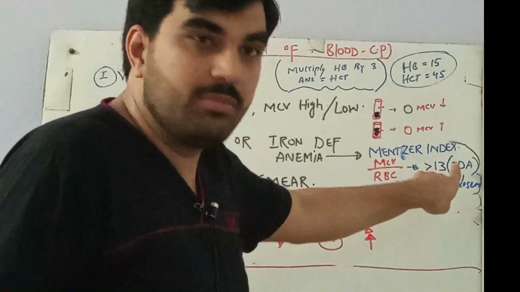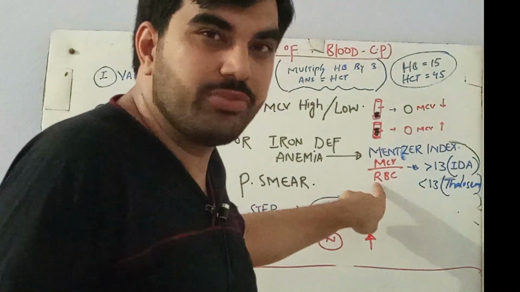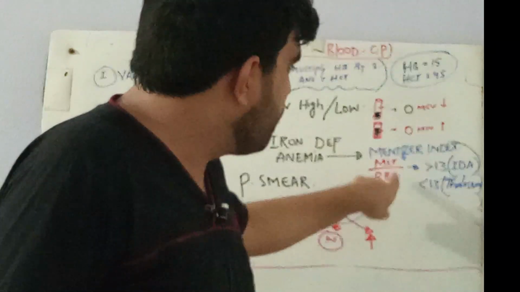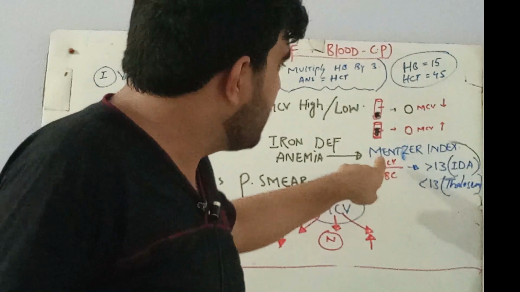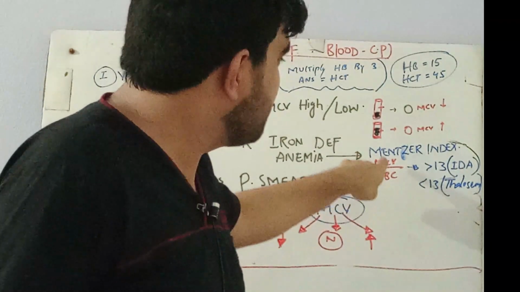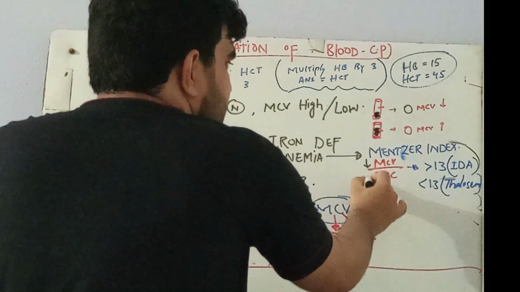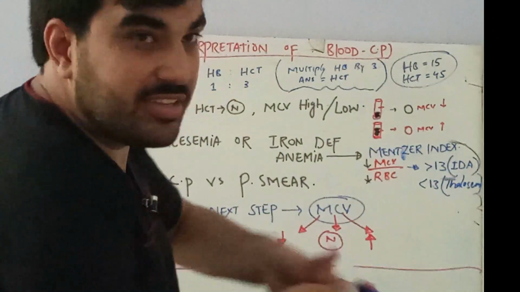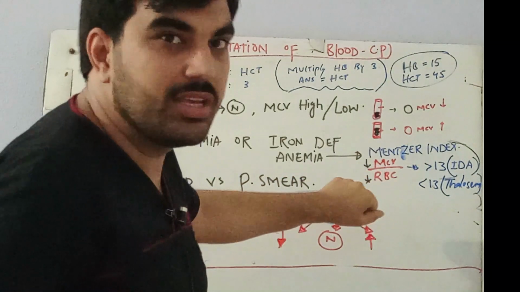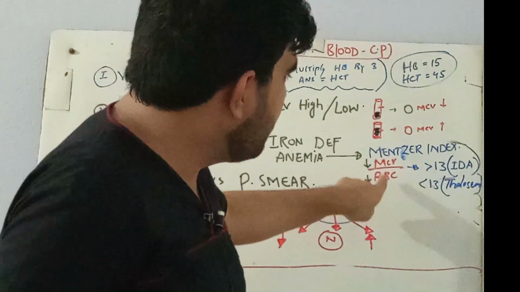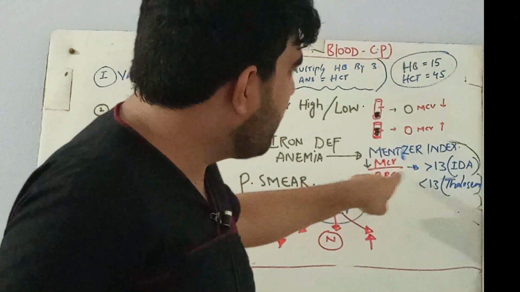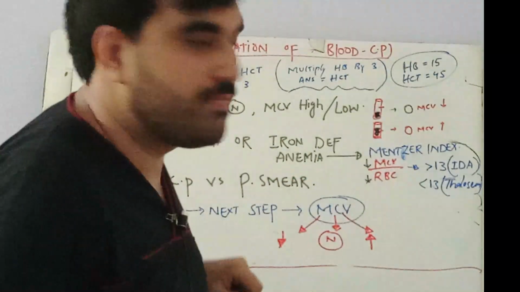In iron deficiency anemia, your RBC are not producing. If your RBC are not producing, so the MCV by RBC, of course the MCV is down and the RBC is also down, but the decrease in RBC is more as compared to the MCV. So if you divide a bigger number by a smaller number, it will give you a bigger value.